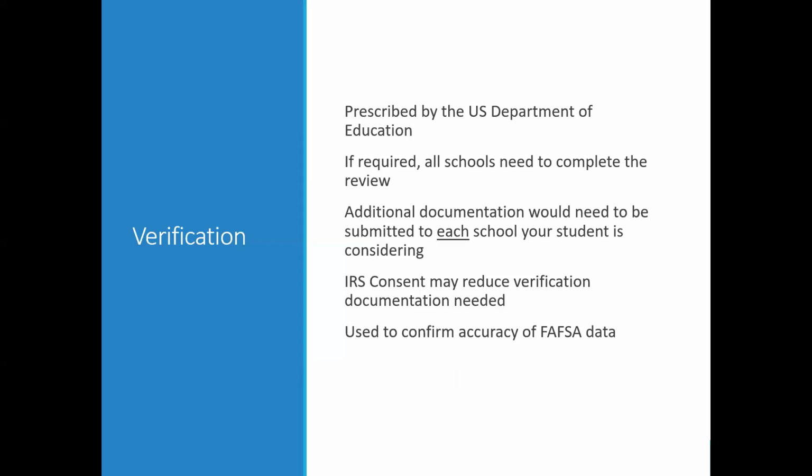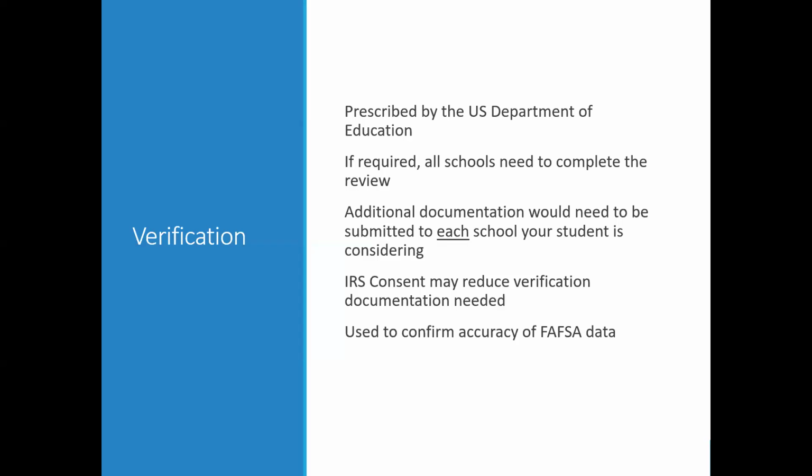you're looking at. There would be additional documentation that would need to be submitted, and you'll just work with each school. We all have our own verification forms, so unfortunately there's not one verification form to fill out, so you'll have to fill out one for each school that you're looking at.